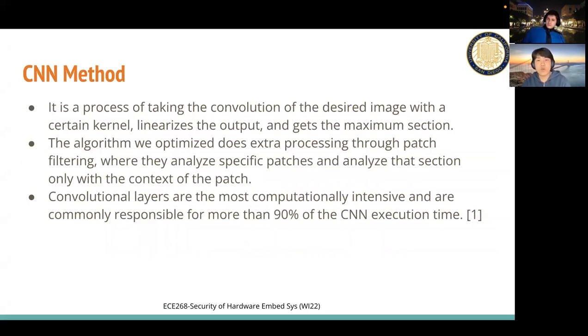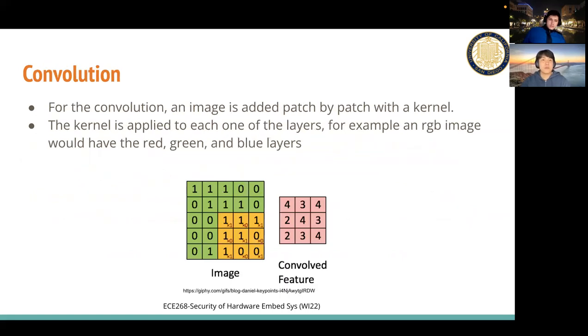The algorithm we optimize does extra processing through local patches, where they analyze specific patches and analyze that section only with the context within that patch. Convolutional layers are the most computationally intensive and are commonly responsible for more than 90% of the CNN execution time. And this is why we try to optimize it.